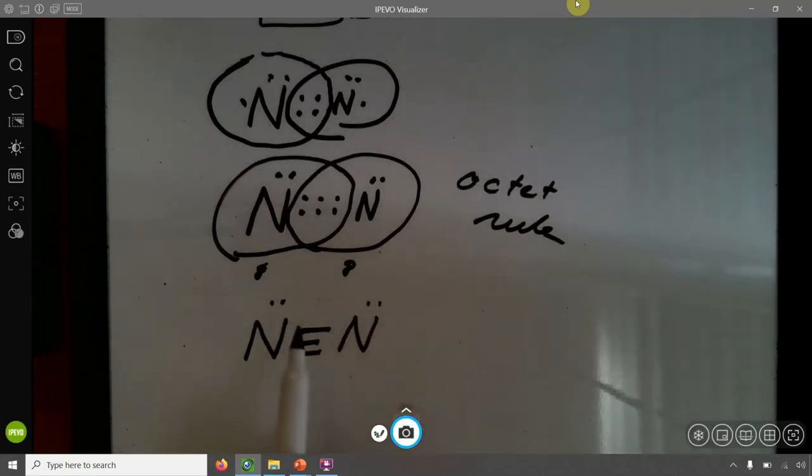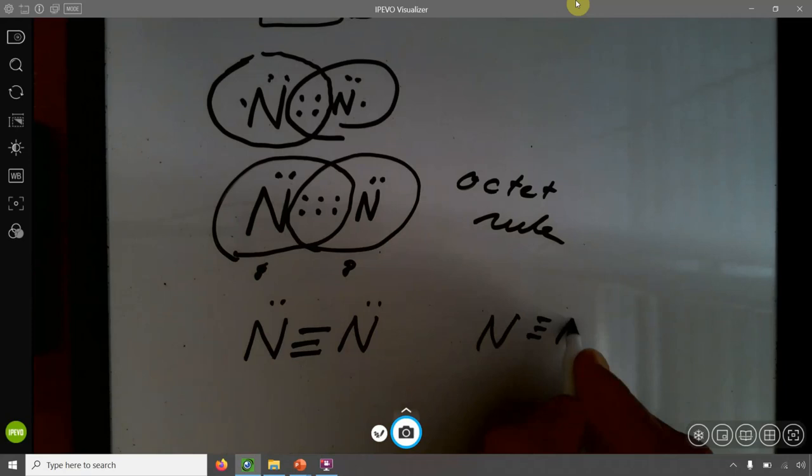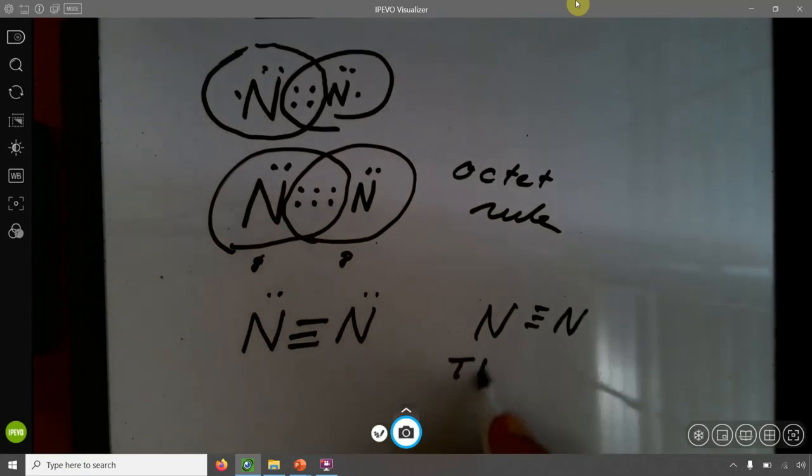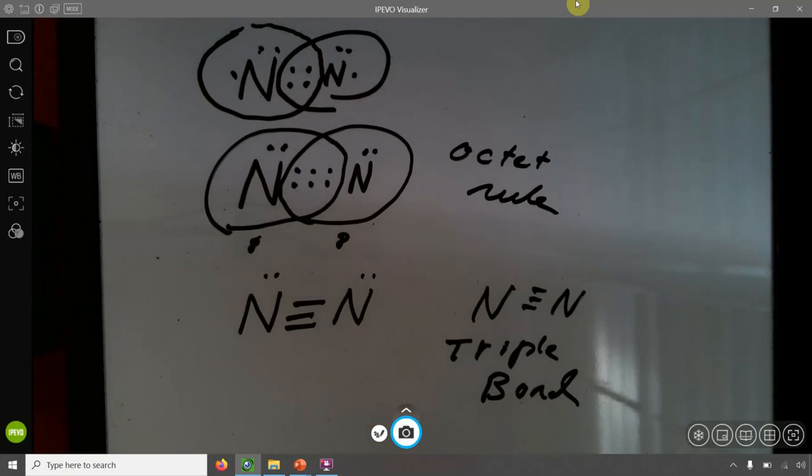And I can omit these 2 things. I can just write it like this. What we call this is a triple bond. Okay, this is a triple bond.